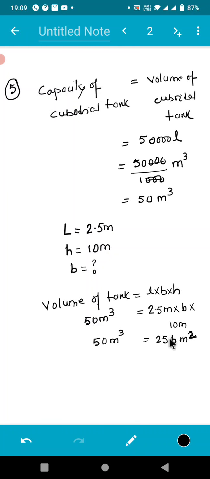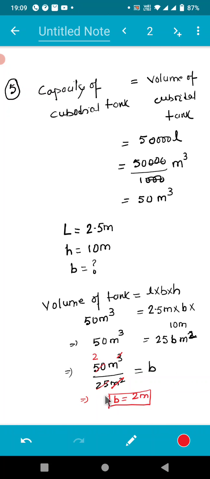Now to get the value of b, we have to take 25 towards which side? Towards left hand side. So it will look like 50 meter cube upon 25 meter square is equals to breadth. Now let us reduce this. So first of all we'll reduce the unit, so meter square with this, and 25 twos are 50. So your required answer would be 2 meter. Okay students, so this is the solution of question number 5.